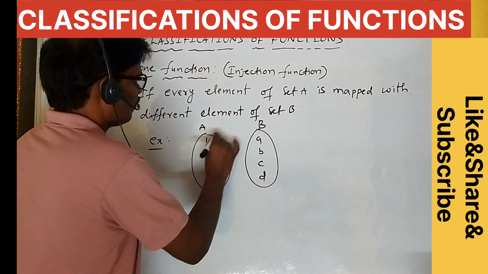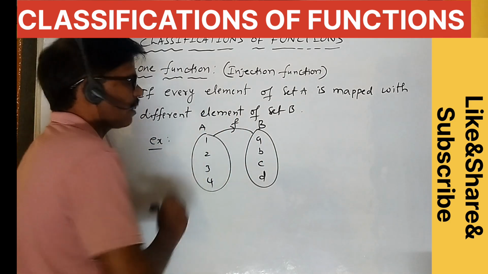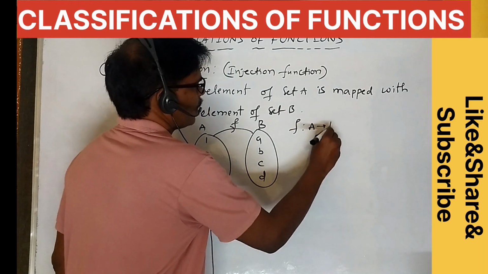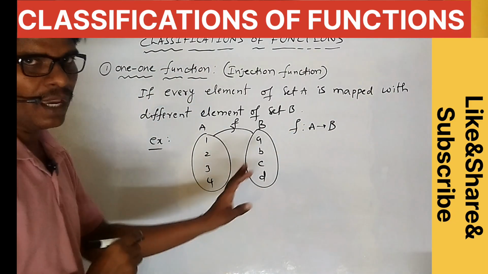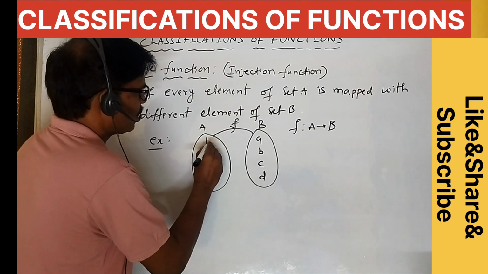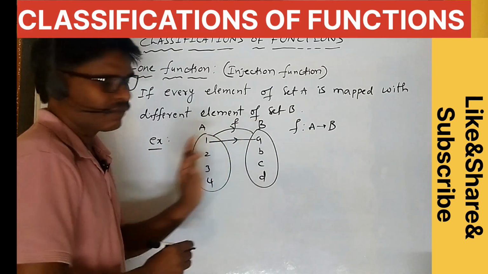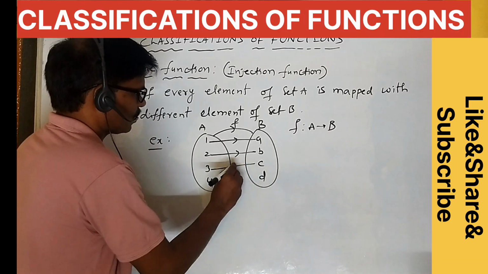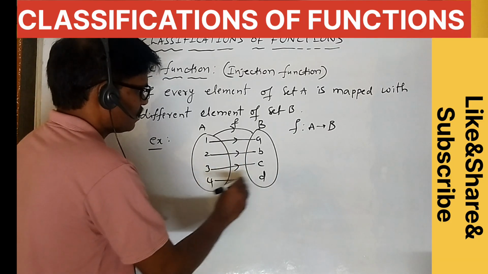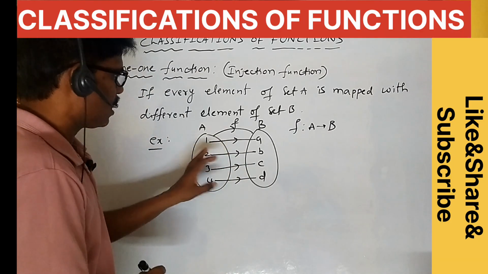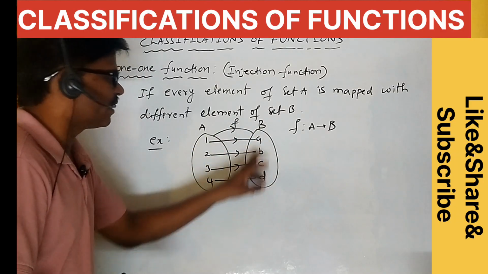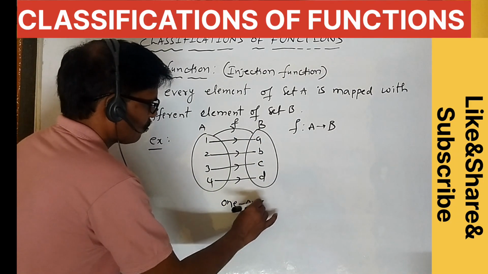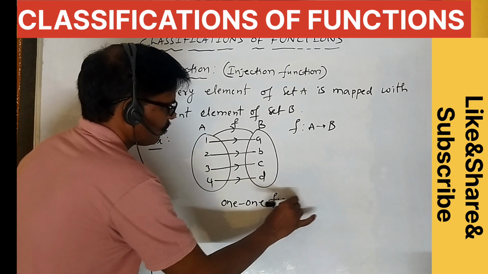So this is a mapping from A to B. This is the F. F maps A to B, it is a function. Okay, 1 is mapped to A, and 2 is mapped to B. Next, 3 is mapped to C. 4 is mapped to D. Each and every element is mapped to a different element. So that is called a one-one function.